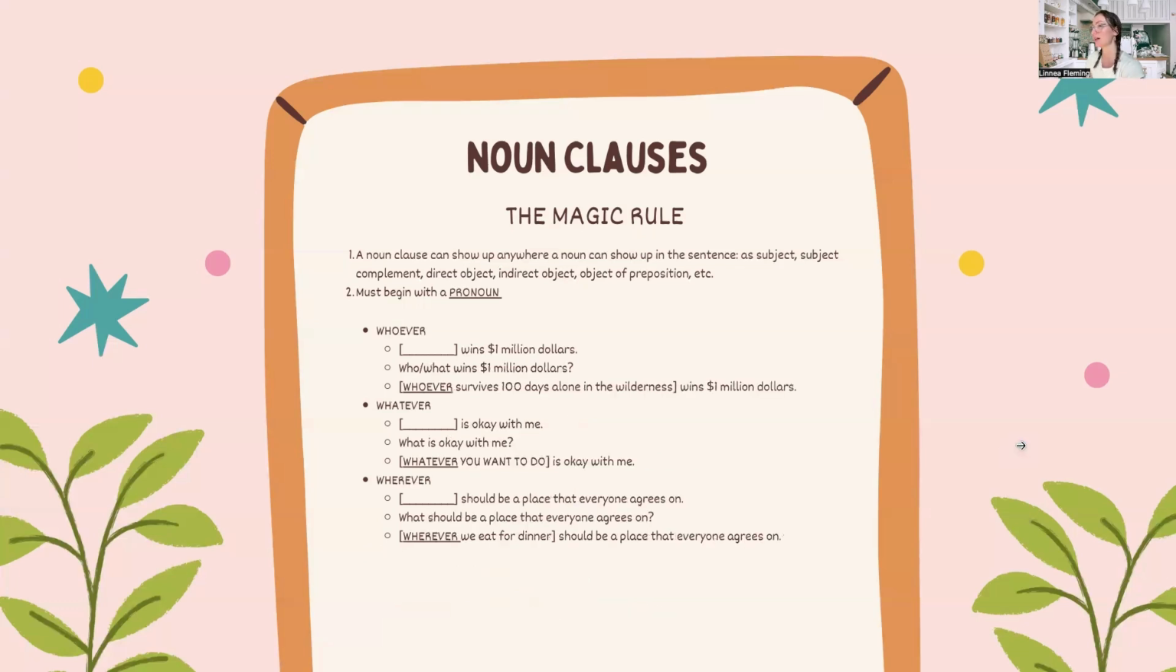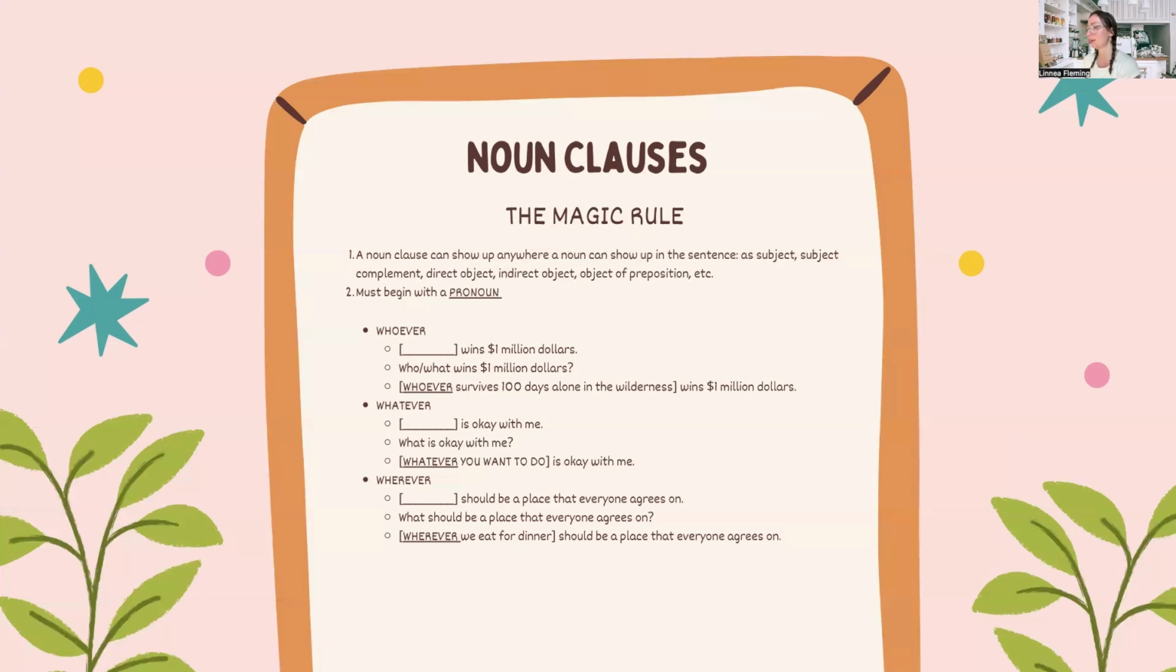Let's keep going. Anything that ends with ever, whoever, whatever, wherever, however, whenever, those all work too. Let's take a look here. Blank wins $1 million. Who or what wins $1 million? Whoever survives 100 days alone in the wilderness wins $1 million. That's actually a real TV show called Alone on Netflix if you want to go check it out. What about whatever? Blank is okay with me. What is okay with me? Whatever you want to do is okay with me.